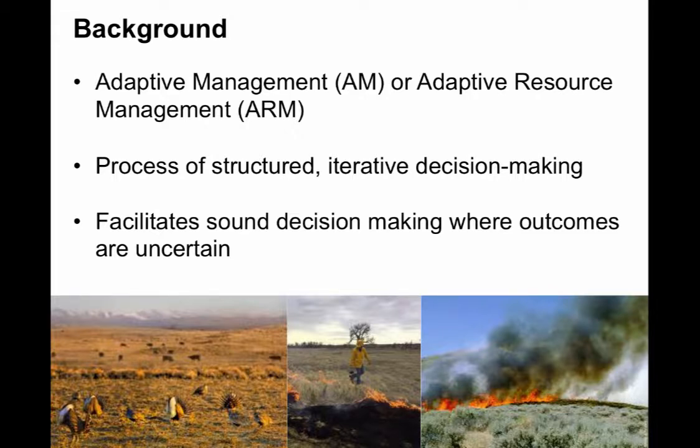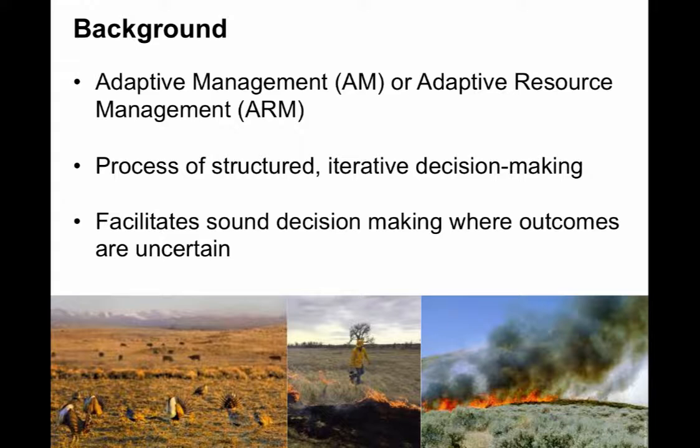So let's start with a little bit of background. Adaptive management, or what's sometimes called adaptive resource management, is a process of structured decision-making, and it's iterative decision-making. And what I mean by iterative decision-making is that information or data that you acquire following an initial decision or action as part of your restoration process or management process will feed subsequent decisions. So this means, in an adaptive management approach, information is going to be continuously collected and integrated into decisions.